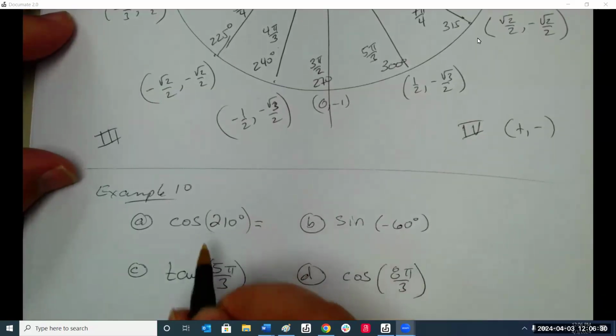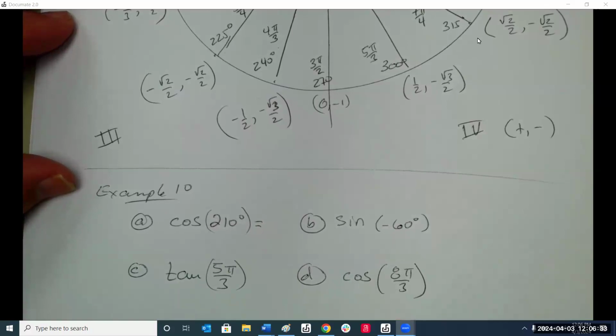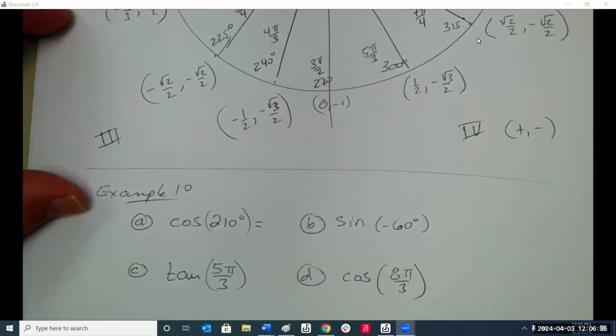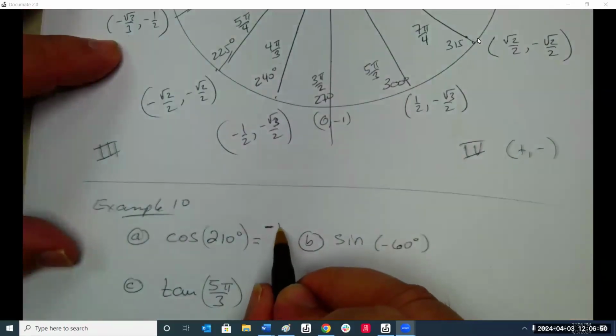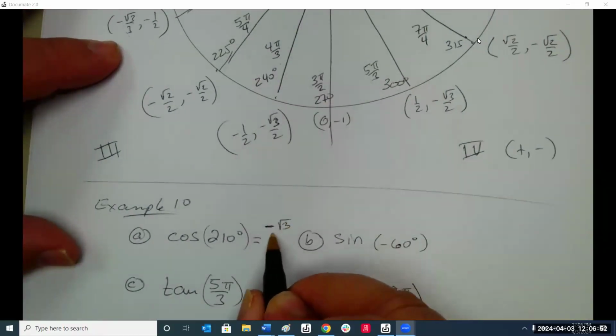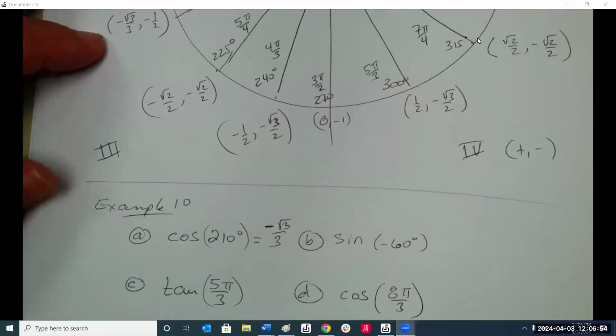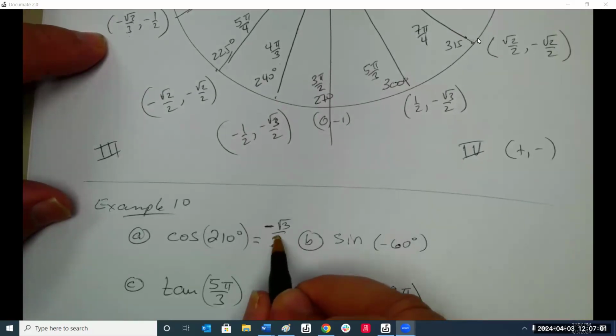So cosine of 210, is it going to be positive or negative? Why? And it's in which quadrant? Third quadrant, yes. So since this is in the third quadrant, we know the answer is going to be negative. So the cosine of 210 is square root of 3 over 2.